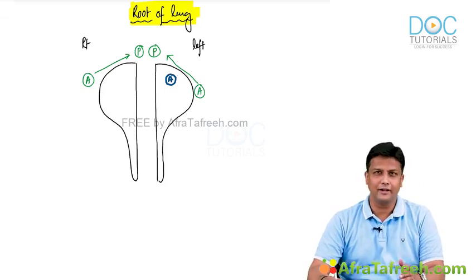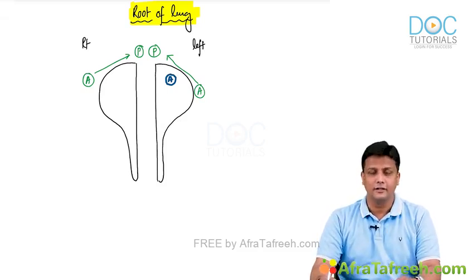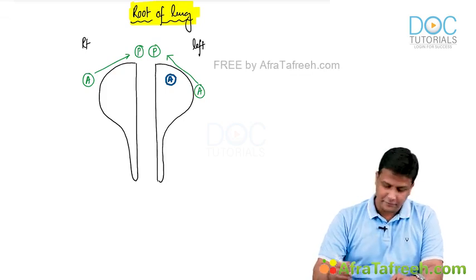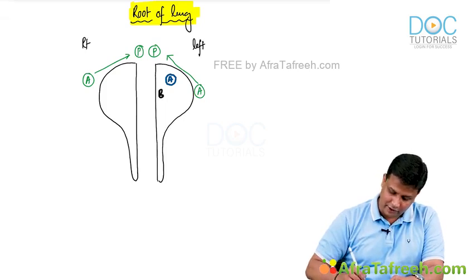Now you might be getting confused here. Sir is telling pulmonary artery, but he is drawing in blue color. Yes, pulmonary artery is the one which is going to carry deoxygenated blood. That is the reason why I am drawing in blue color. Perfect. And then just below this you will be able to find the bronchus entering.